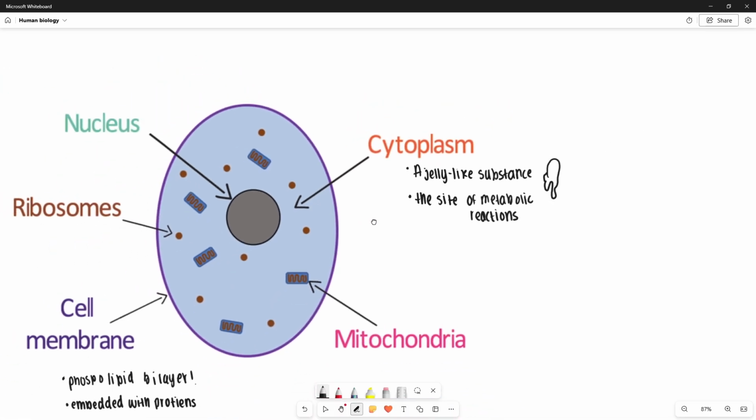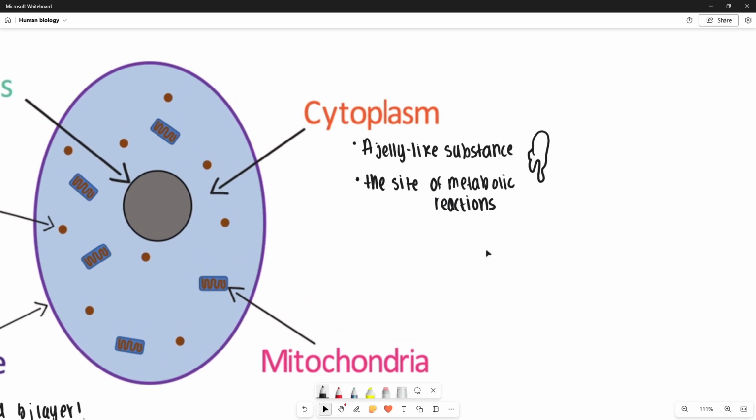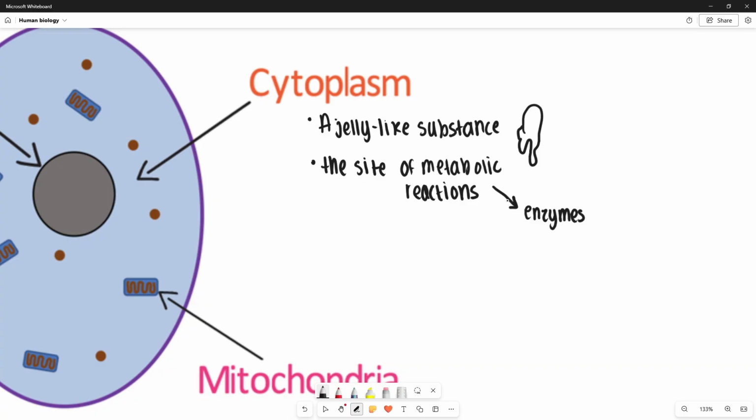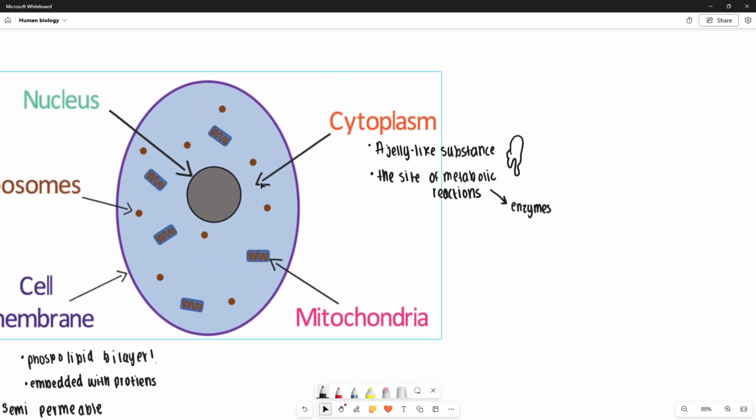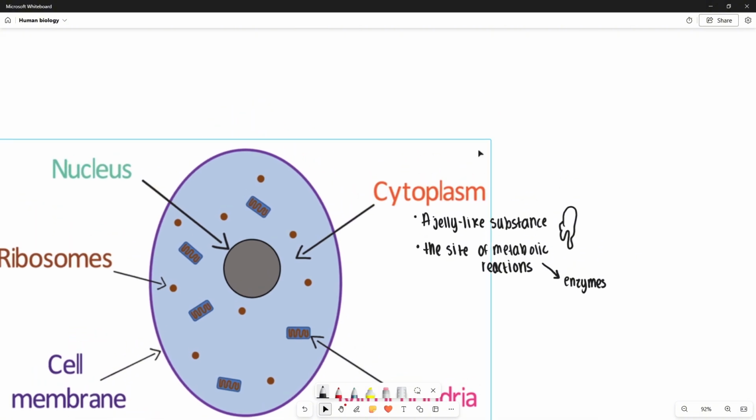The cytoplasm is also filled with special enzymes that help it with this function. If you can remember from maybe GCSE, if you're just starting human biology, enzymes are like catalysts, so they help catalyze the metabolic processes within the cell. It contains certain organelles, like ribosomes, as we can see, the little ribosomes, and dissolved substances, basically.